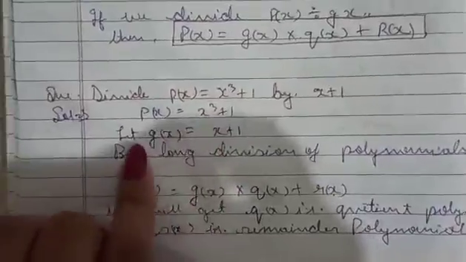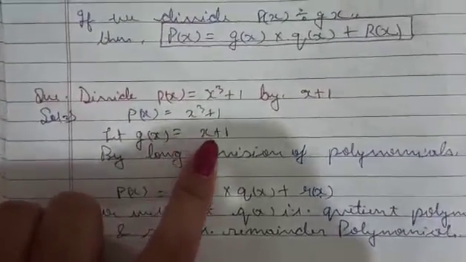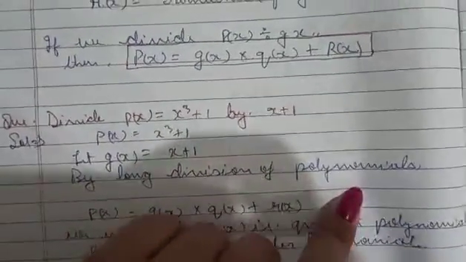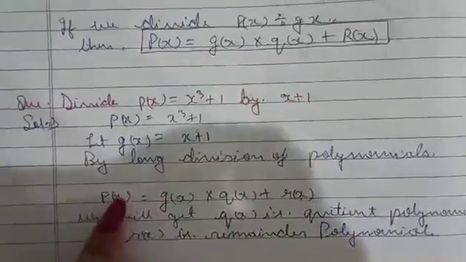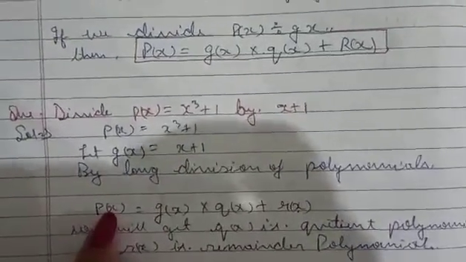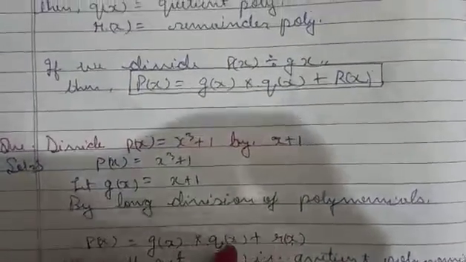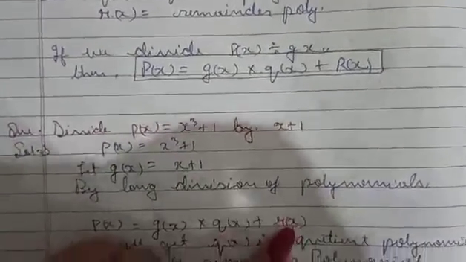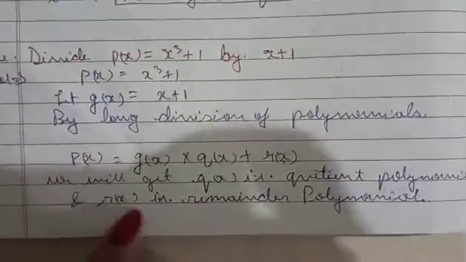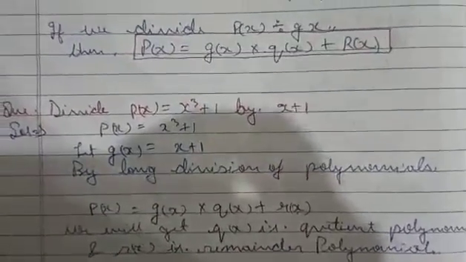Now let us see how to divide this. Suppose this is p(x) and we assume g(x), the divisor polynomial, is x + 1. Then by long division of polynomials, if we divide p(x) by g(x), we will get two more polynomials, q(x) and r(x). q(x) is the quotient polynomial and r(x) is the remainder polynomial. Now let us see how to divide.